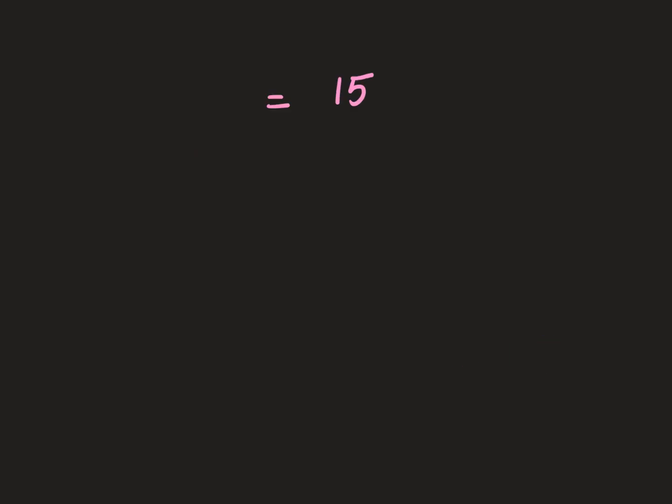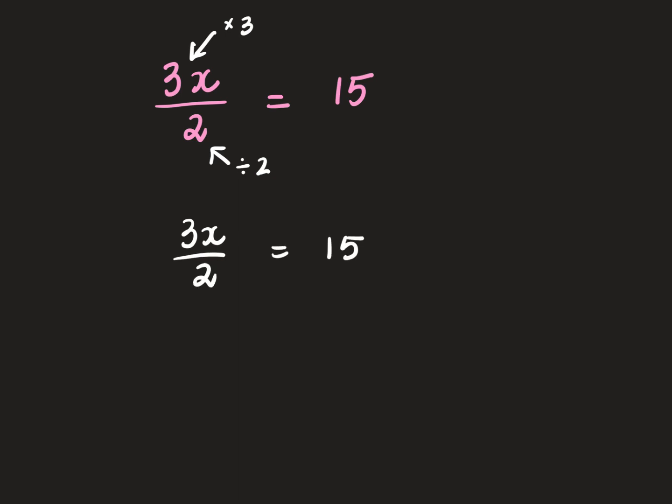Okay, here is a new type here. I asked myself, what is stopping x from being by itself? The answer is, well, I've got a times by 3, and I've also got a divide by 2. And I'm going to need to deal with both of those. So, step 1, I write out my question. Now, I don't like the look of that divide by 2, so I'm going to get rid of that first. I'm going to go 2 times 2, cancel. That leaves me with 3x is equal to 15 times 2, which is 30.